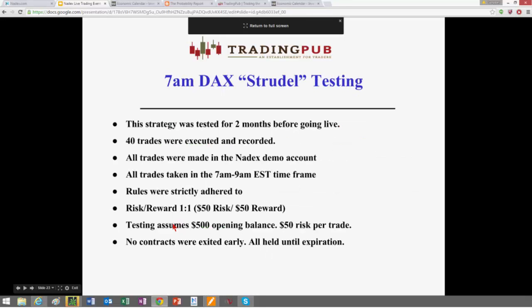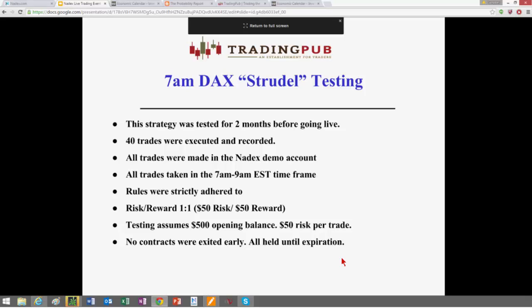Okay. So when I first found out about this strategy, it was around this time last year. And I decided to go into a very disciplined testing protocol. I was brand new to trading Nadex, so I was going to give this thing 40 trades in demo before I went live. So I had to set up my trading rules. Basically, the rules were very strict. I had a risk reward of 1-to-1, risk 50 to make 50.